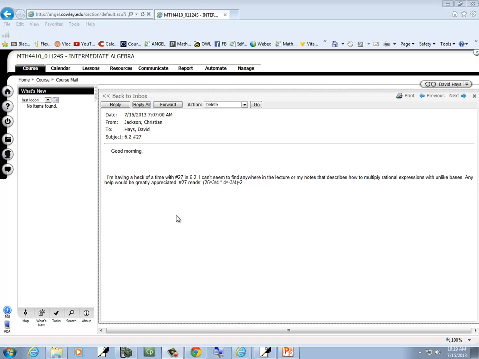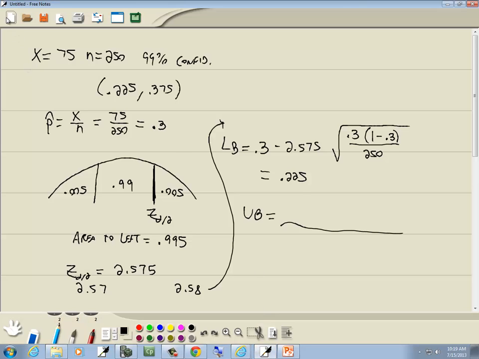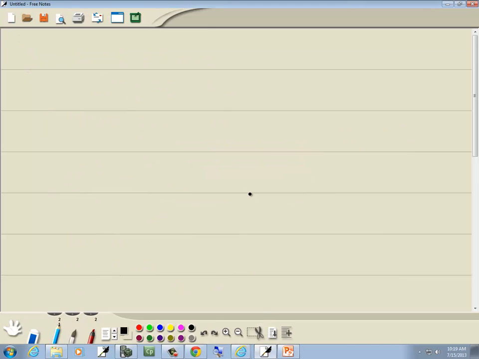Let's see, number 27, 6.2. What does it say? It says 25 to the, boy, my eyes are bad, 3 fourths power times 4 to the negative 3 fourths power, squared. Now my order of operations says do what's inside the parentheses first.